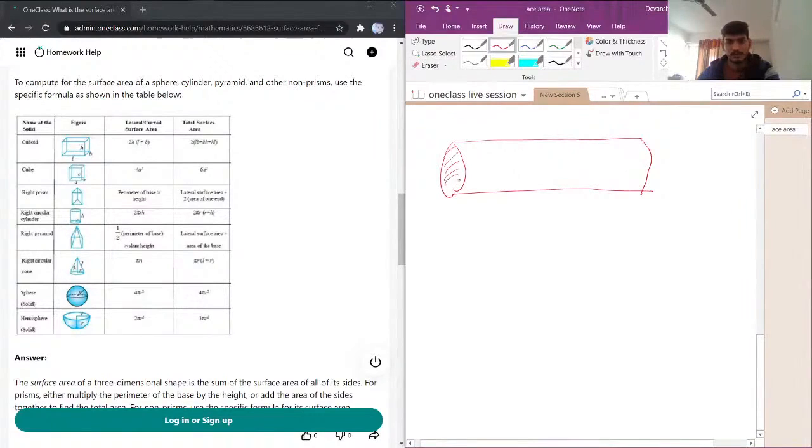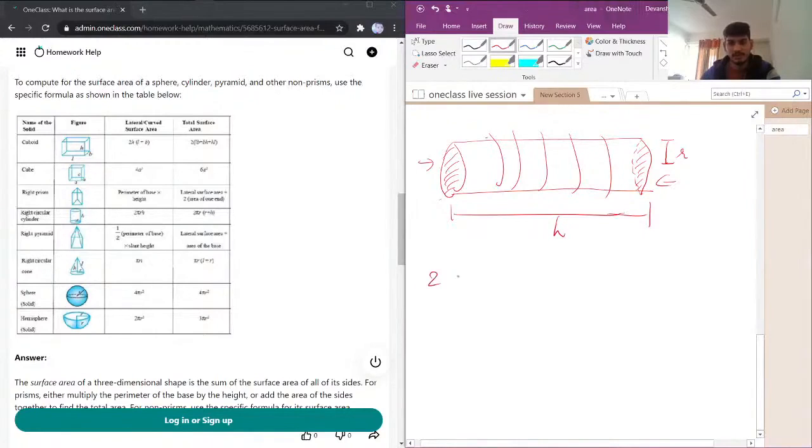Here we have a circular base and two circular faces, and this is the curved area of the cylinder. So let's say the height of this is the height of the cylinder, and this is the radius of the cylinder. Now first we have one circle, one more circle, so we have two circles. So for total surface area we have two circles plus one curved part.